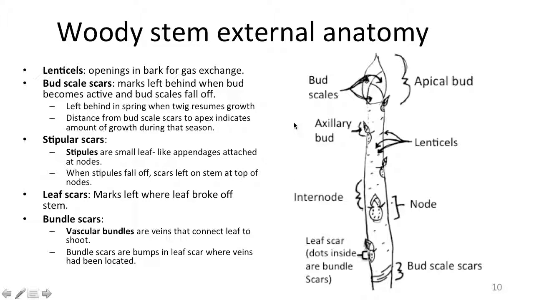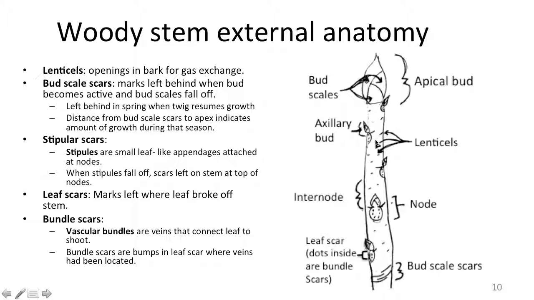On the right here, we have a diagram of a woody stem. We will go over several terms about this. The first term is lenticel. A lenticel is an opening in the bark for gas exchange. In practice, these often look like little dots scattered around the stem, as shown here.